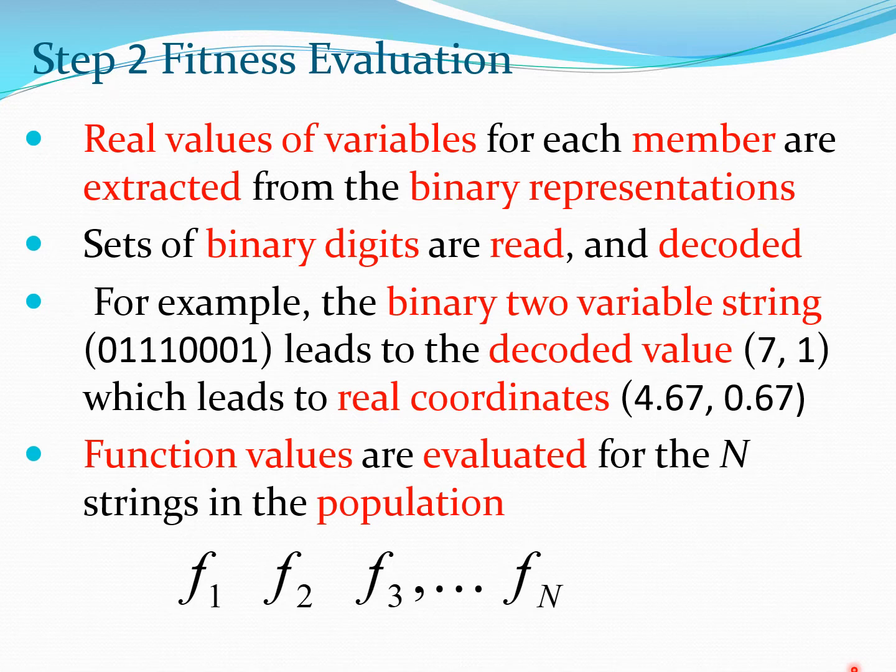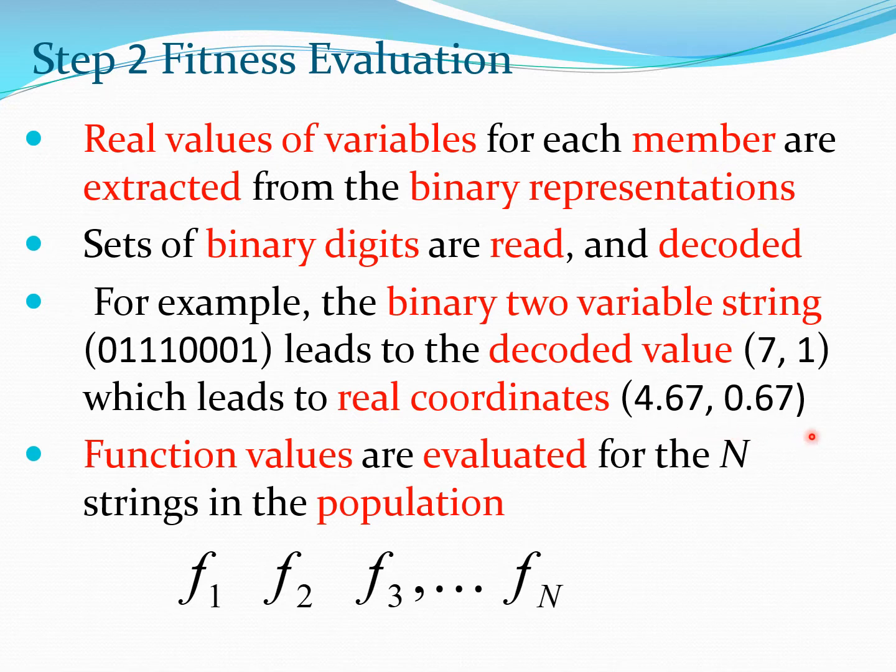So now we presume that you have the binary strings for all the design variables. Once you have that, you need to calculate the function value, and typically the function value is expressed in terms of the real design variables, where I mean the real number values of the design variable. So what you need to do is take every binary string, figure out what is the decoded value, and then figure out what is the real coordinate corresponding to this decoded value. For example, in our previous example, if we start with a two variable string such as this, where we have coded each variable using 4 bits, that leads to the decoded value 7, 1, and this in turn leads to the real coordinates 4.67 and 0.67.